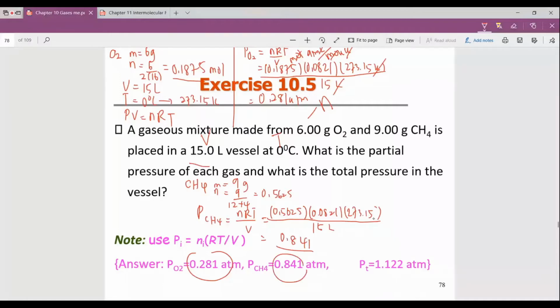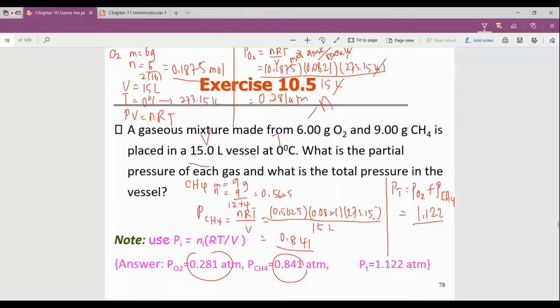Okay, so what is the total pressure? How to calculate total pressure? P total is equal to P oxygen plus P CH4, the partial pressure for oxygen and the partial pressure for CH4. Then you get the answer, which is 1.122.